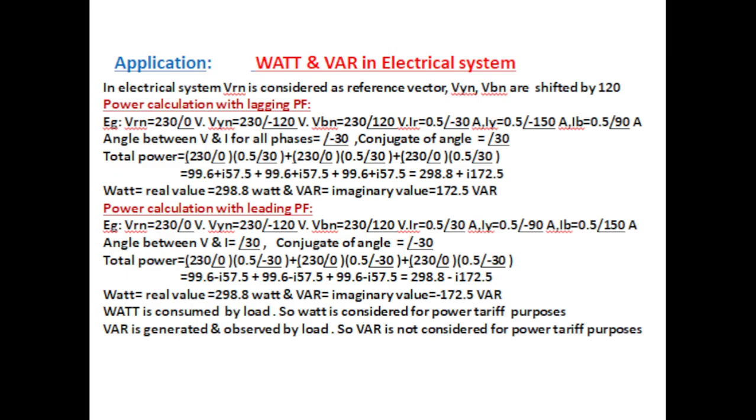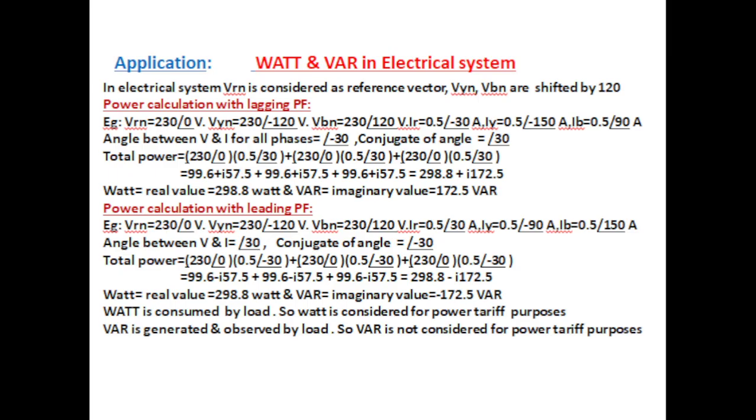Application: watt and var in electrical system. In an electrical system, VRN is considered as the reference vector, and VYN and VBN are shifted by 120. Power calculation example: VRN is equal to 230∠0 volt, VYN equals 230∠-120 volt, VBN equals 230∠120 volt. IR is equal to 0.5∠-30 ampere, IY is equal to 0.5∠-150, IB equals 0.5∠90 ampere.